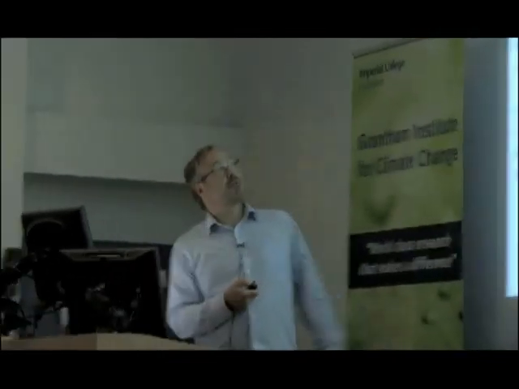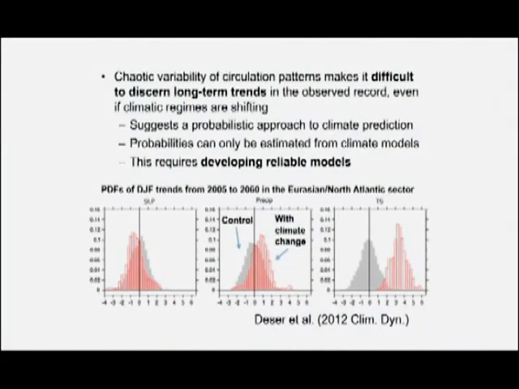But because of this variability, it makes it very difficult to discern long-term trends in the observed record. So even if you have a shifting pattern, you may not be able to really see it in these time series if you're just looking for trends in a very simple-minded way. So this suggests you need a probabilistic approach to climate prediction. But how do you get the probabilities? We don't have enough observations generally to estimate that, so we're going to have to estimate it from models.